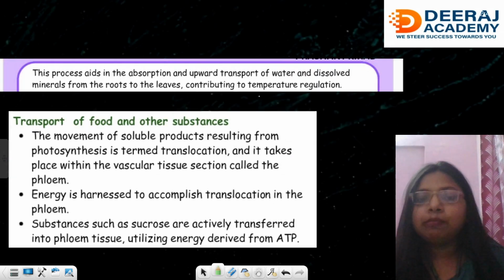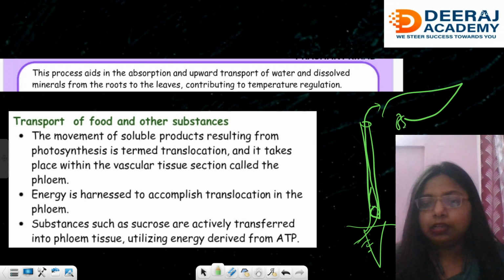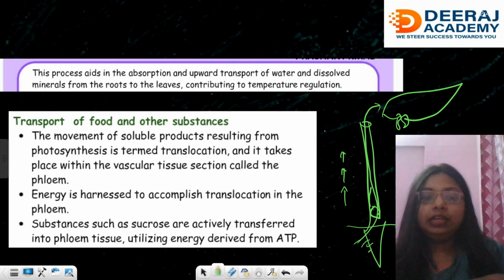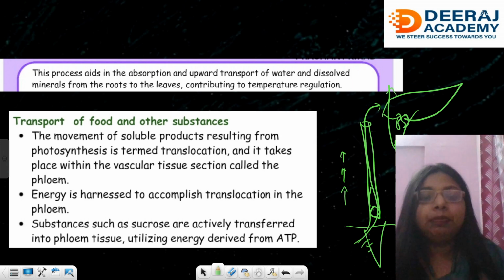This process aids in absorption and upward transportation. See, basically, this is the xylem tube and this is the root hair cell. This will absorb the water and it will go towards the leaves, like this. How does the water go upward? Because of the transpirational pull. Transport of food and other substances also happens from the leaves to the storage organs and to the upper stem. So the phloem transport is bidirectional, but the xylem transport is unidirectional.